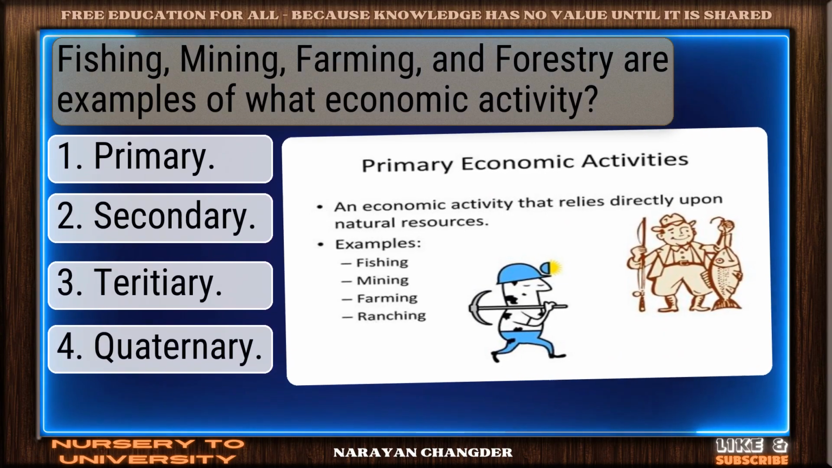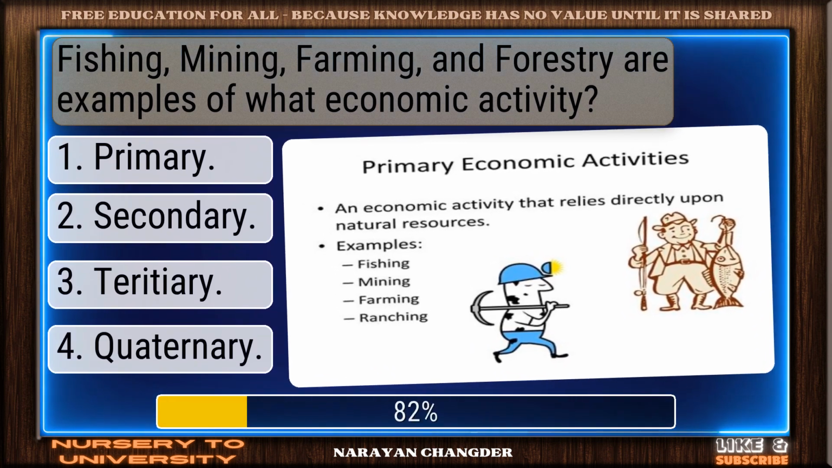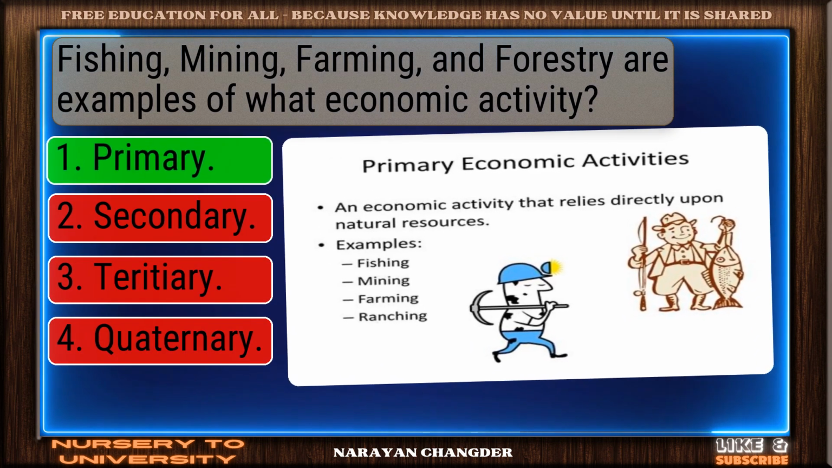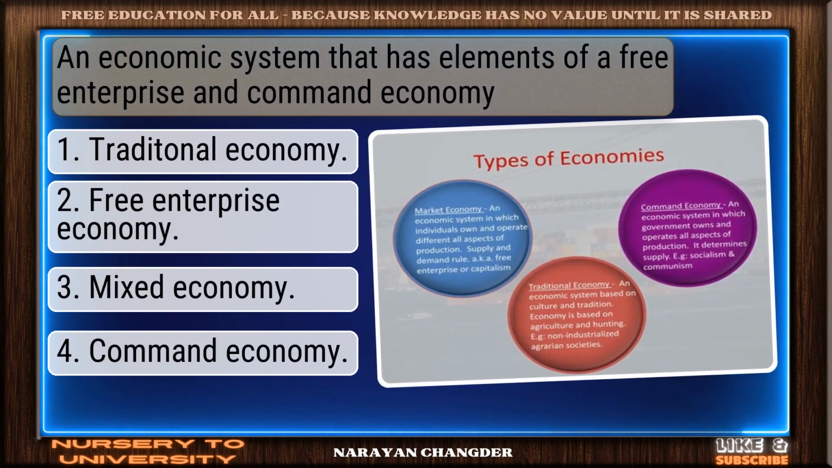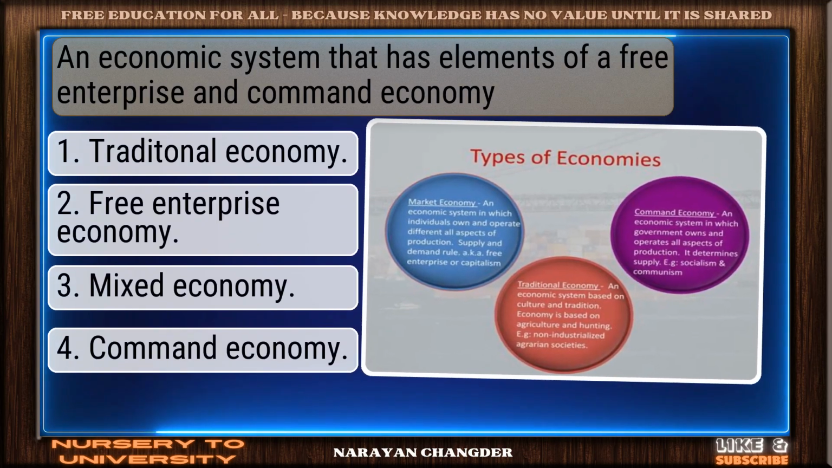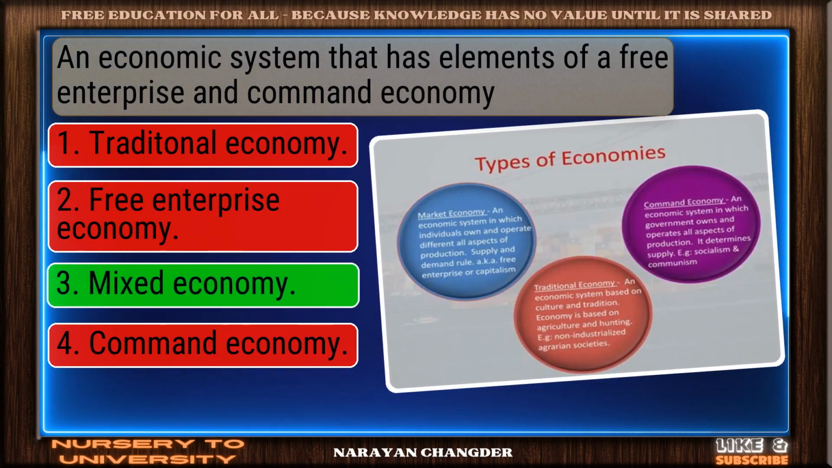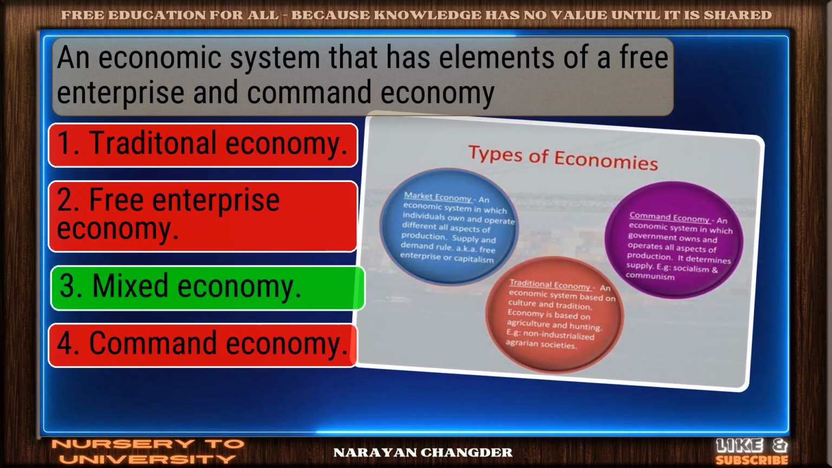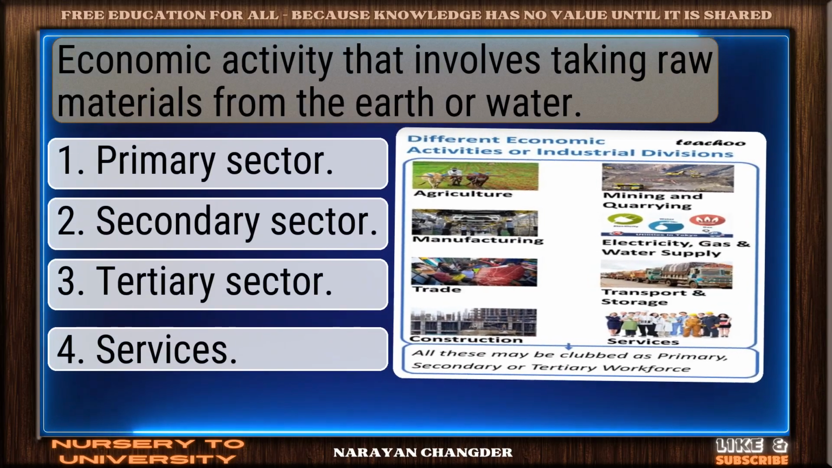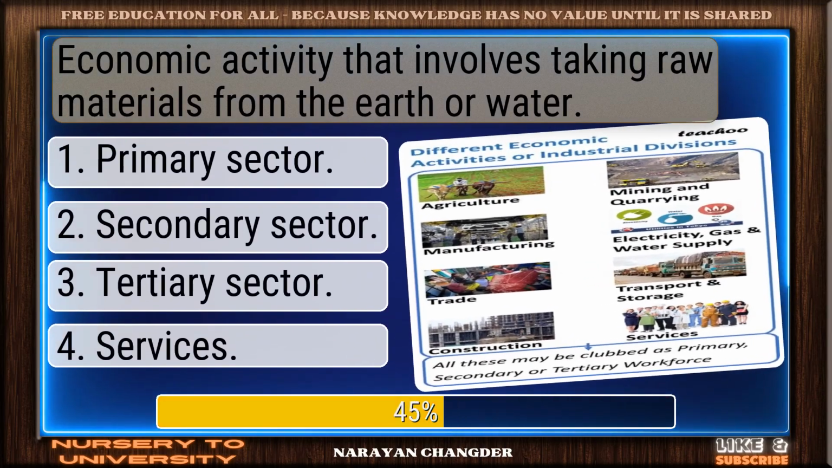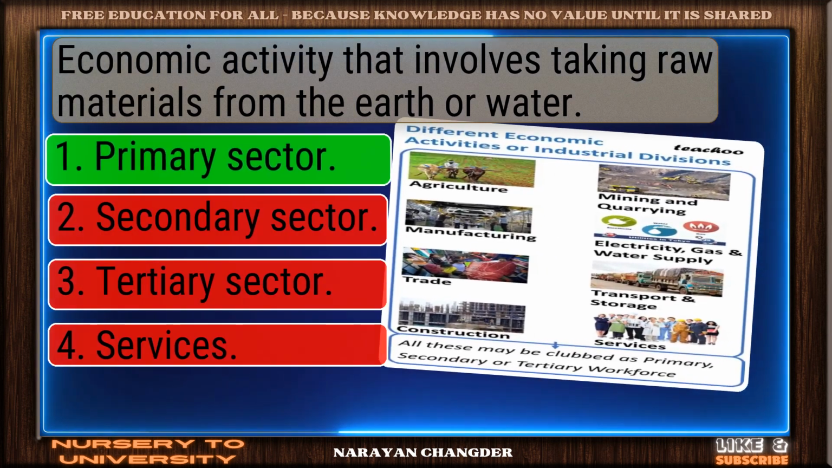Fishing, mining, farming, and forestry are examples of what economic activity? Nice selection. Primary is the correct and valid answer. An economic system that has elements of a free enterprise and command economy. Solid response. Mixed economy is a valid choice. Economic activity that involves taking raw materials from the earth or water. Great job. Primary sector is the accurate answer.